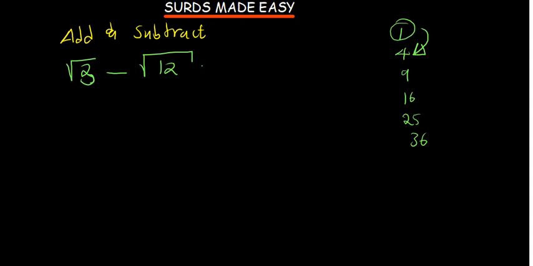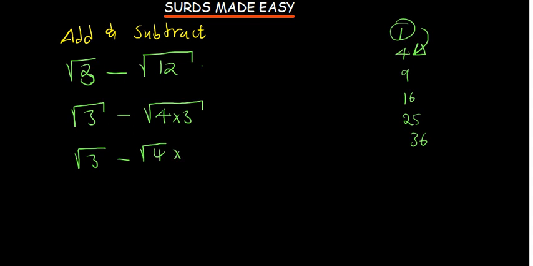So I'm going to say, can 4 go into 12? If it does, that is good. So I'm going to write this as square root of 3 minus square root of, and 12 is the same as 4 multiplied by 3. When you have things inside a root multiplying, you can split them. So I'm going to have square root of 4 times square root of 3. Remember, they are together. So this gives us square root of 3 minus.